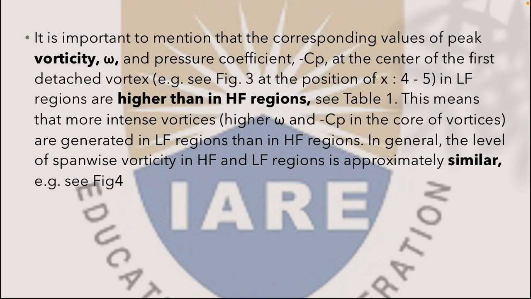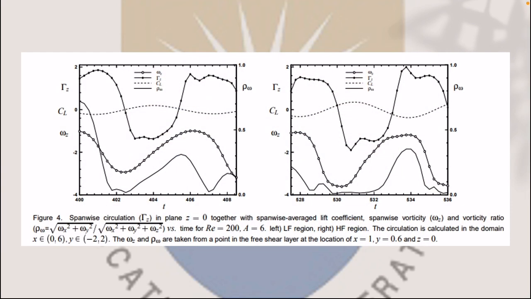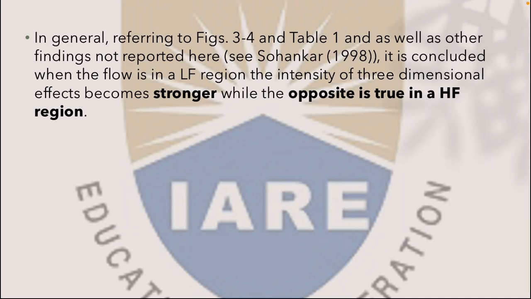For example, consider figure 4. Figure 4 describes the span circulation in the plane together with the span-wise average lift coefficient, span-wise vorticity and vorticity ratio. The circulation is calculated in the domain, in general referring to figures 3 to 4, table 1, as well as other findings not repeated here.